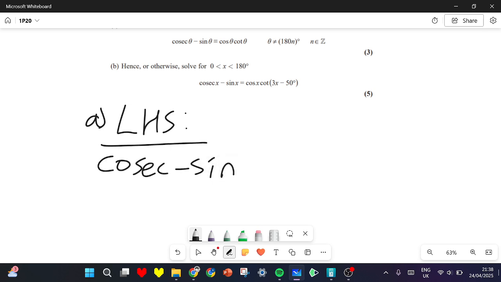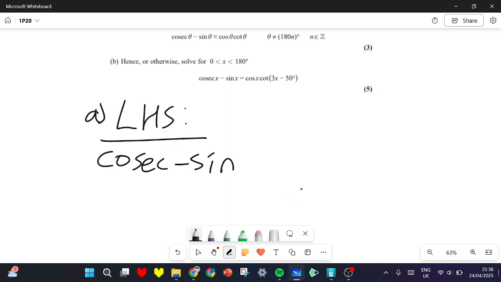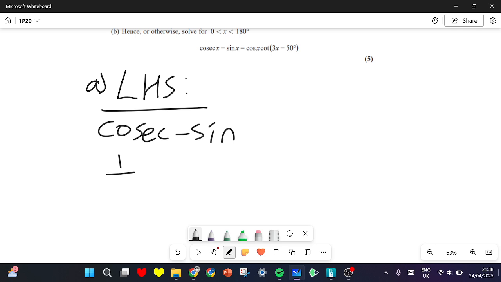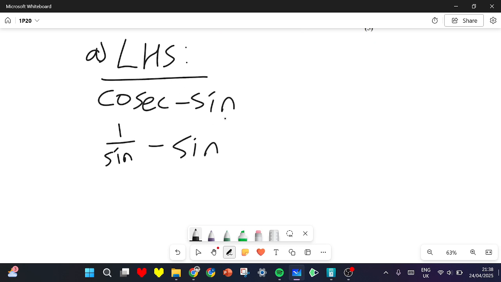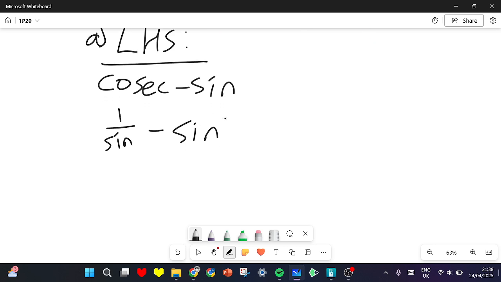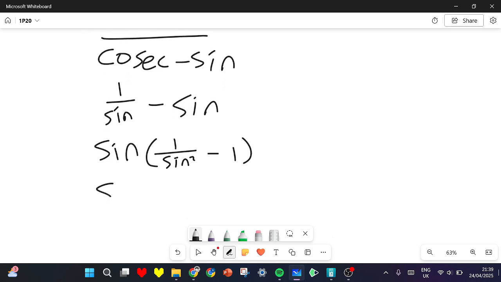So what I did was I rewrote cosec in terms of sine. So cosec's the same as 1 over sine. Well, not minus 1. And then the minus sign. And then I took a sine out of this, so sine and then brackets 1 over sine squared minus 1.